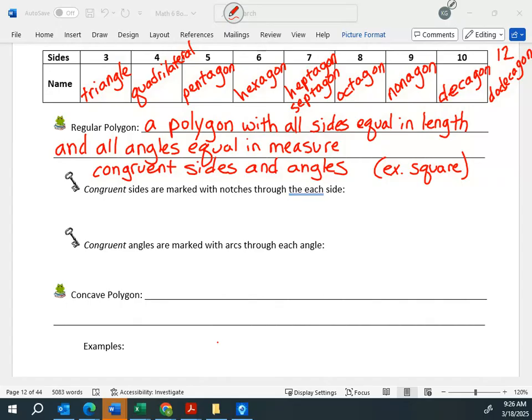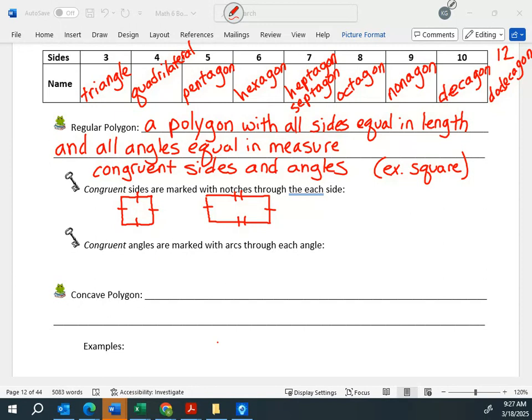All right, congruent sides are marked with notches through each side. So if we have our square, we would put one notch on each side showing that those are all congruent. If it's a rectangle, we have two short sides. So those are the two congruent sides. They have the same number of notches. The two long sides are congruent. They have the same number of notches. So those notches tell us which sides are congruent.